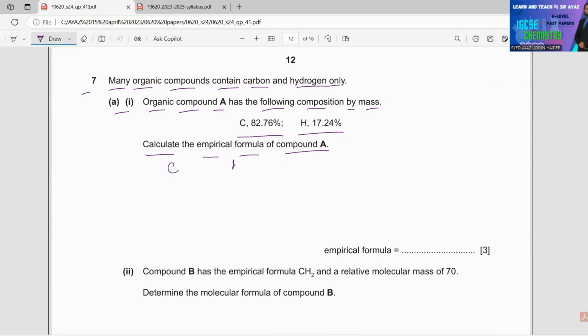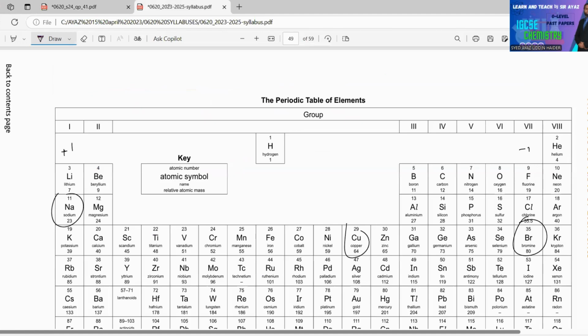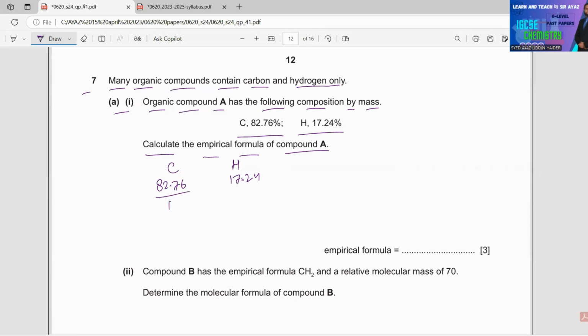You have carbon and hydrogen here. C is 82.76%, hydrogen is 17.24%. We need the nucleon number, the Ar, of carbon and hydrogen. 12 is for carbon, 1 is for hydrogen. So for carbon, we divide by 12 and get 6.896. For hydrogen, we get 17.24.